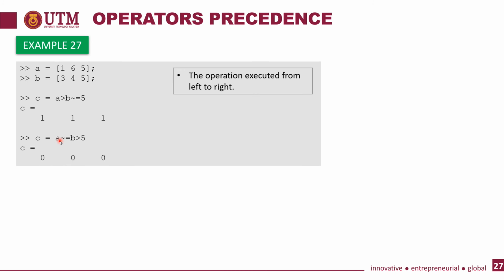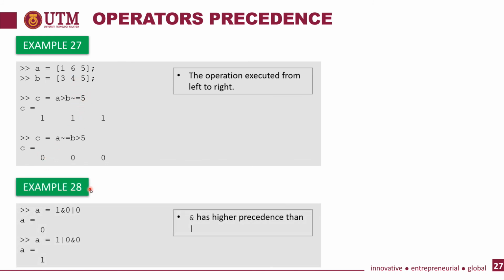Okay, first we compute the similarities first. So A is not equals to B greater than 5. When we execute this statement, 1 is not equals to 3? Yes, so it will return 1. So 1 is greater than 5? No, 1 is not greater than 5, so it will return 0. So similar with the other statement.